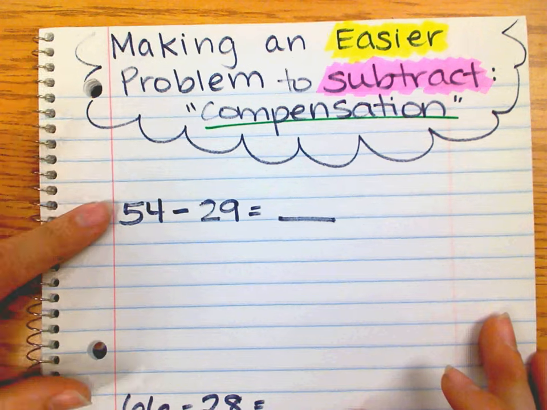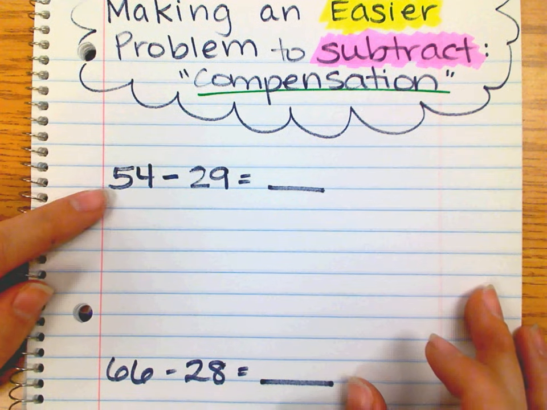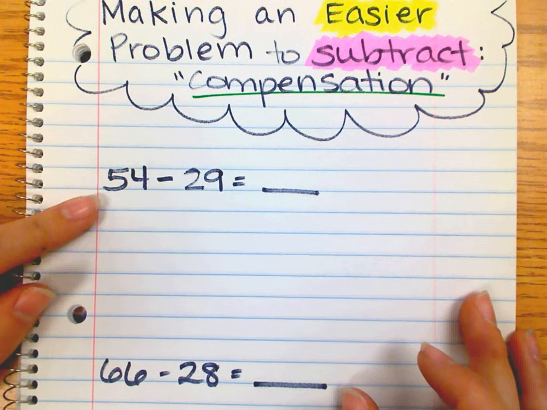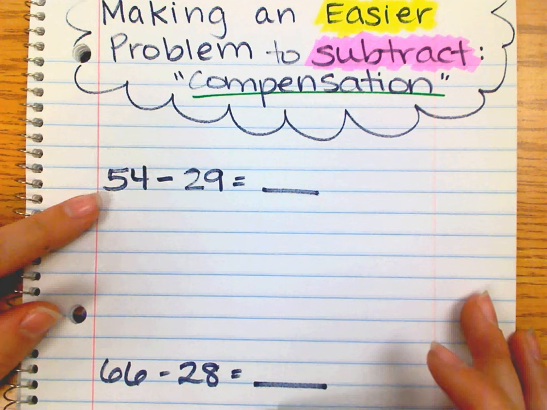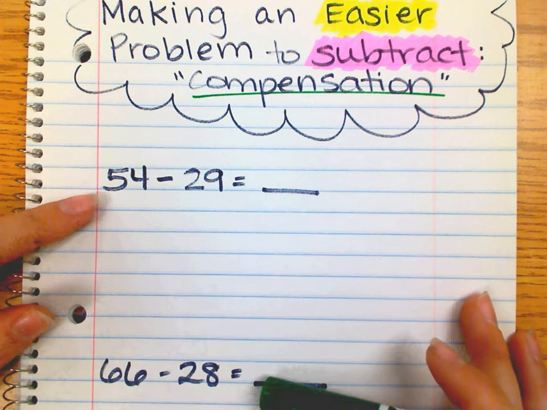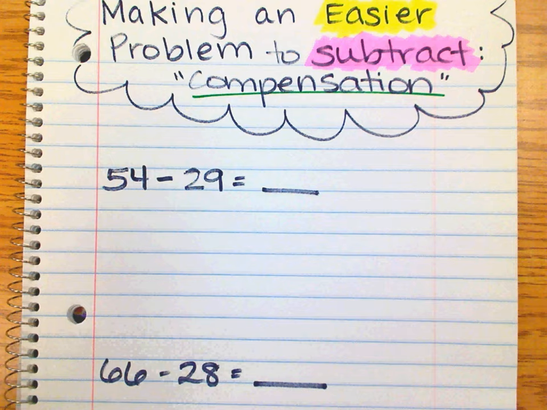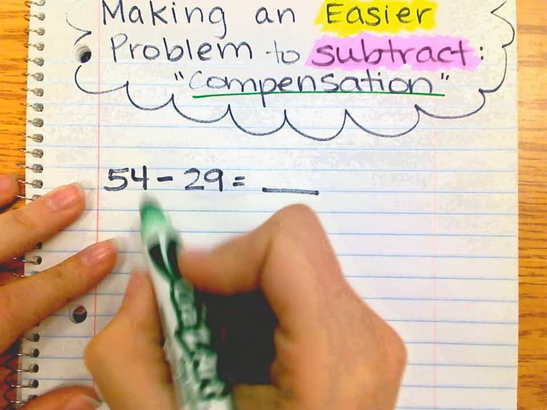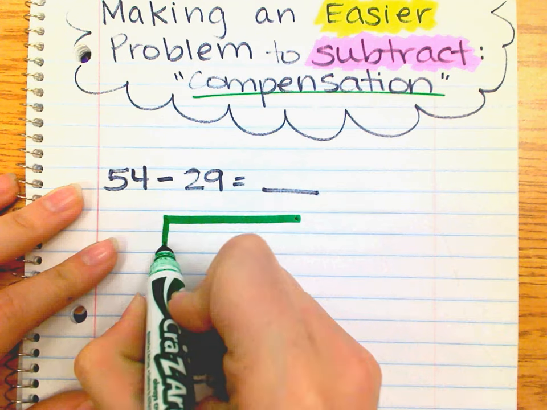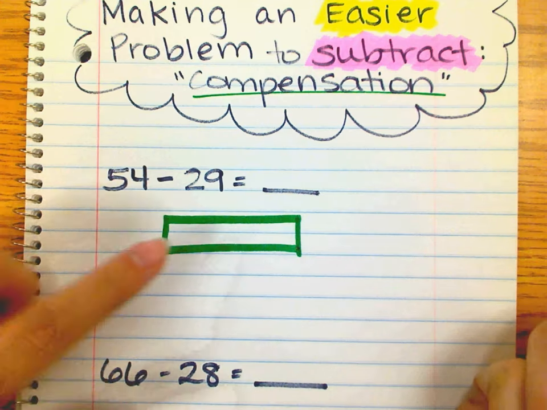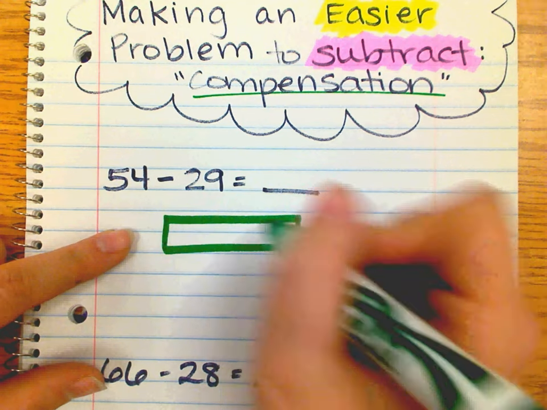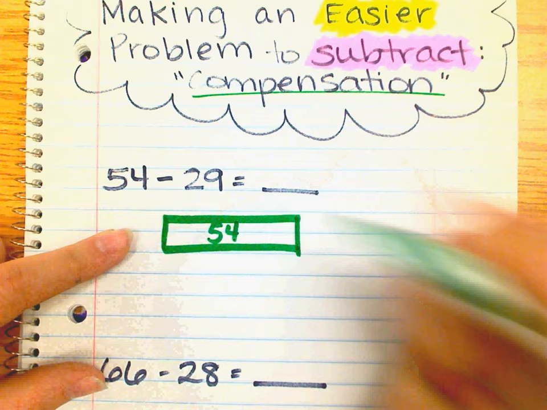So our first problem, 54 minus 29, is not something that's really easy for our kids to solve in their heads or mentally. So we want to make an easier problem that they can solve mentally. I like to start out with a tape diagram. It just makes the numbers visual. It helps represent the numbers in a visual way.